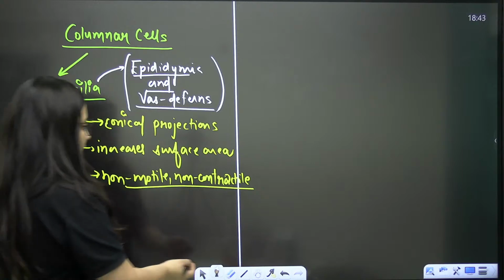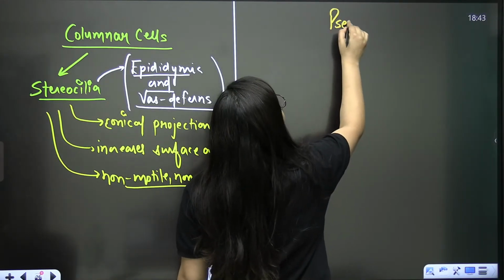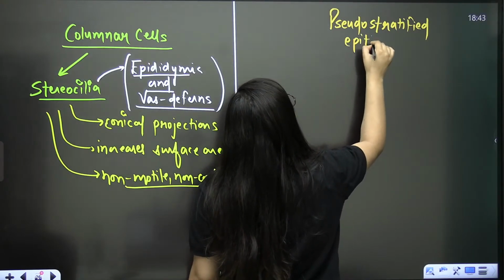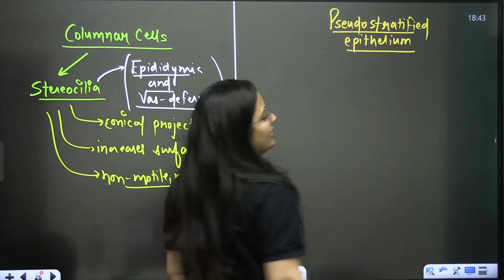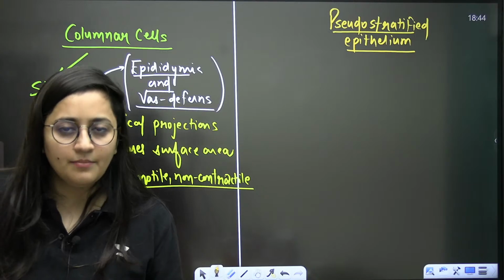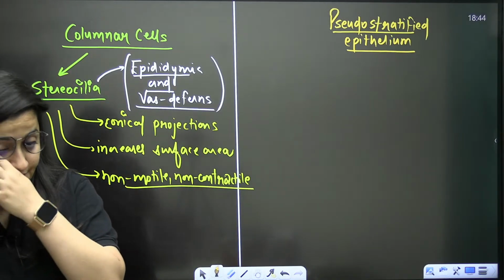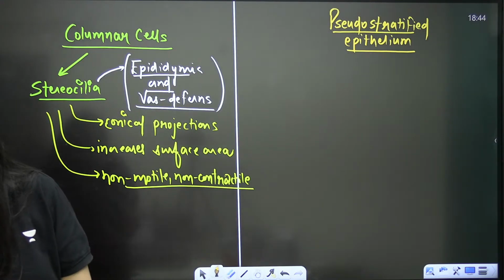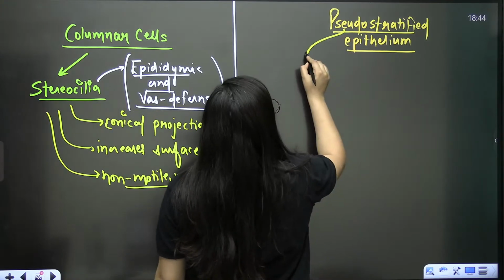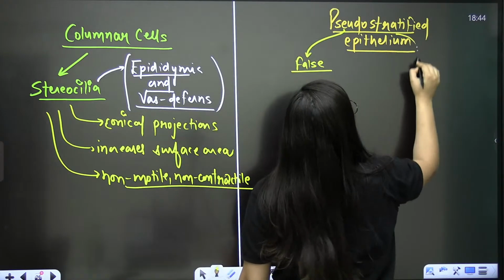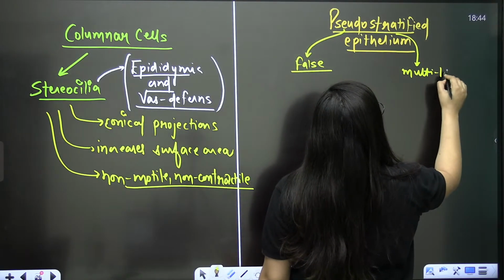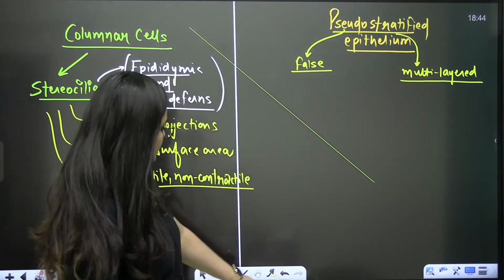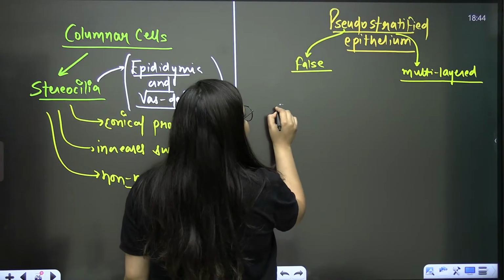Now, next is pseudo-stratified epithelium. Do you know where pseudo-stratified epithelium is present? Pseudo means false. Stratified means multi-layered. So here the epithelium is actually single layered, but the arrangement of cells is such that some are smaller, some are taller.